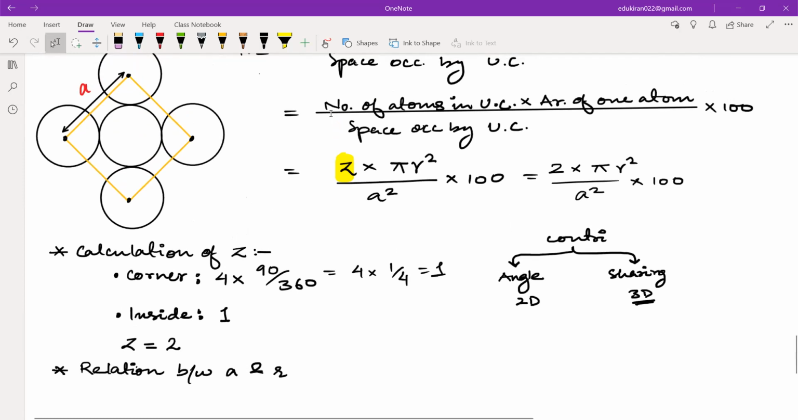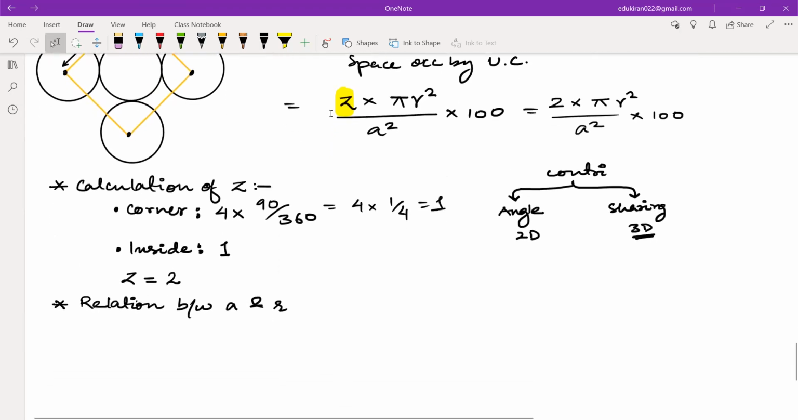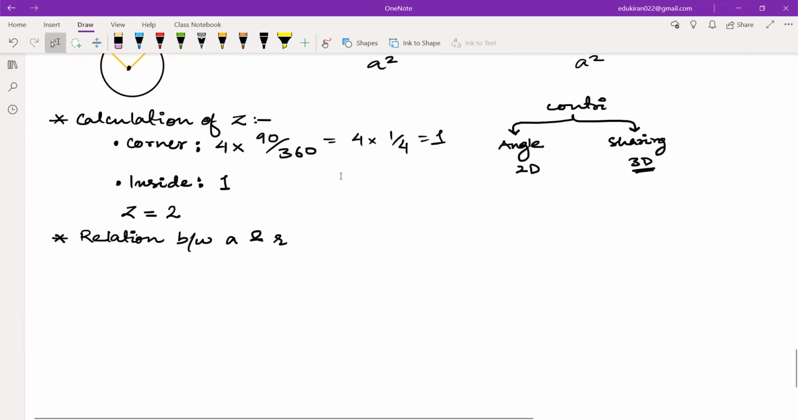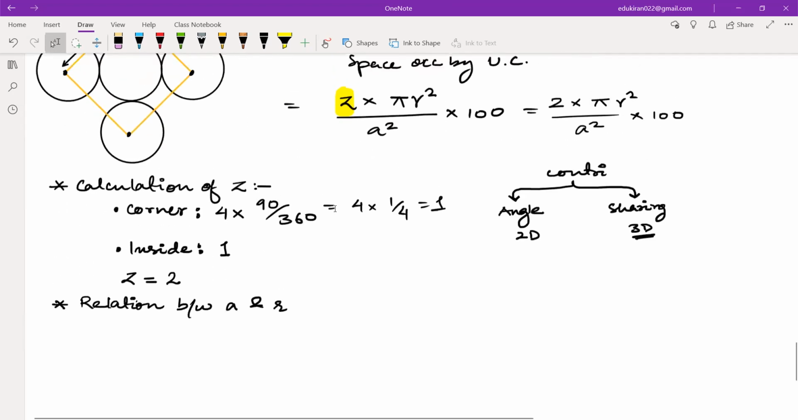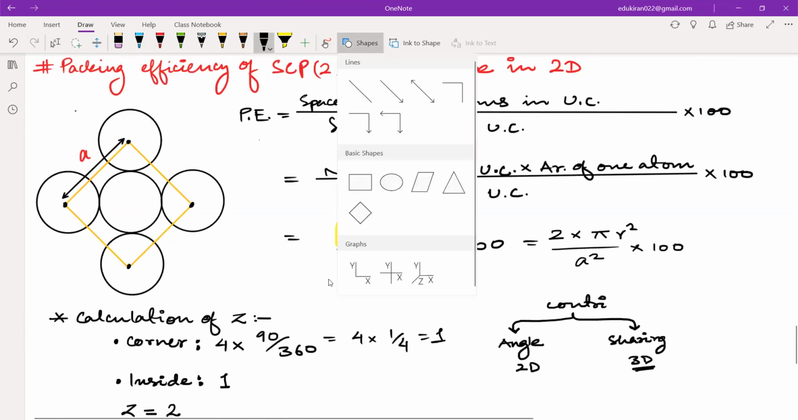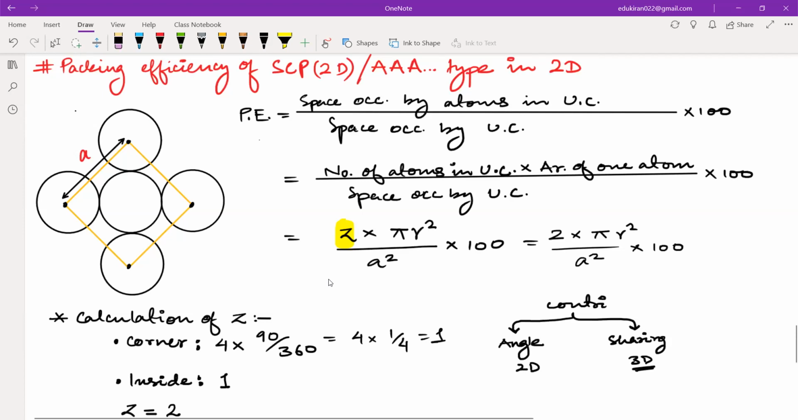Now, for the calculation of Z, you have to look at the positions of the atoms. And whenever you have to find the relationship between any two things, you have to find how effectively, or how much, they are in touch with each other. So you have to remember this word, that is touch. Then you will look at the atoms that are touching each other. In this case, the atoms that are touching each other are these atoms.